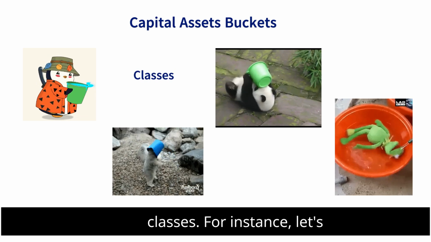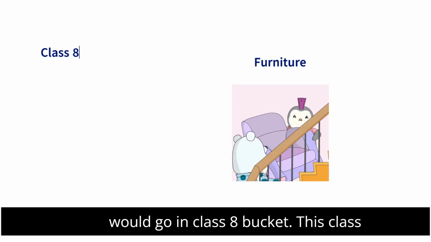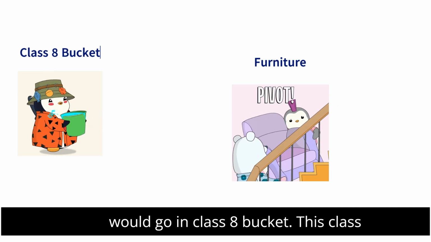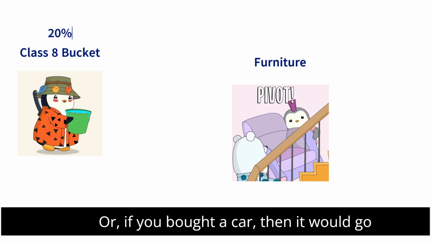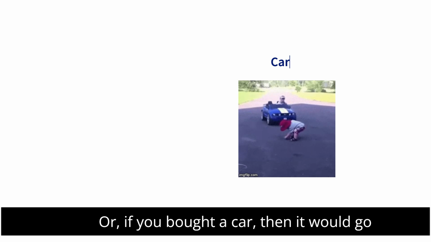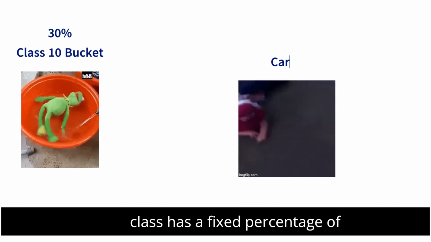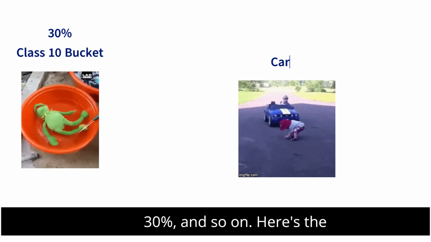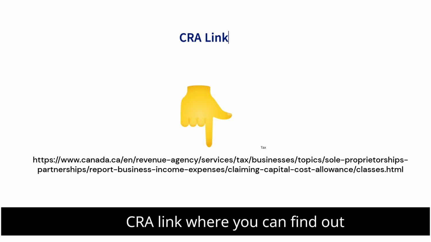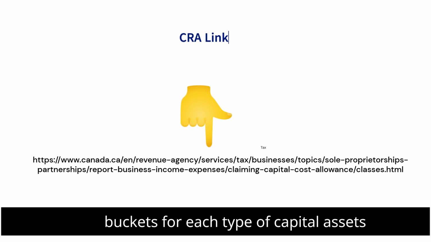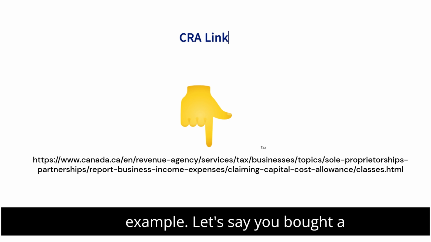For instance, let's say you bought furniture. Then, it would go in the Class 8 bucket. This class has a fixed percentage of 20%. Or, if you bought a car, then it would go in the Class 10 bucket, and this class has a fixed percentage of 30%. And so on. Here's the CRA link, where you can find the buckets for each type of capital asset and its percentage.